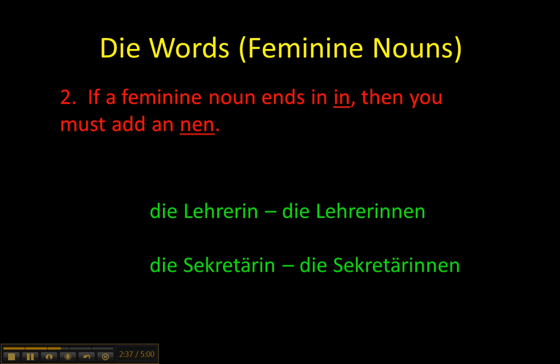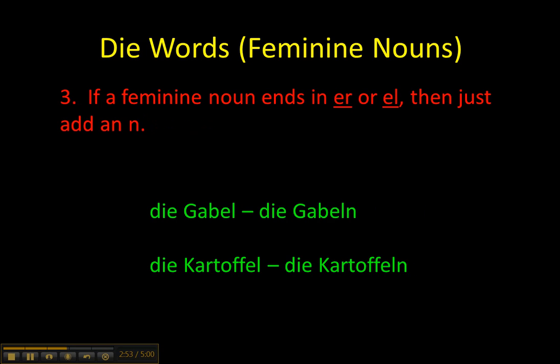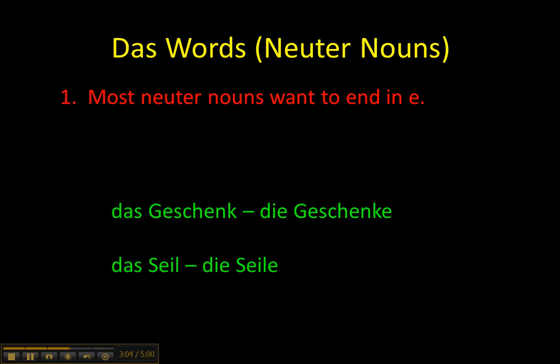Okay, second rule here is that if a feminine noun ends in -in, which is very common with occupations, or Berufe, then you must add -nen. So die Lehrerin, die Lehrerinnen, oder die Sekretärin, die Sekretärinnen. Thirdly, if a feminine noun ends in -er or -el, then often it just adds an n. So die Gabel, die Gabeln, die Kartoffel, die Kartoffeln.